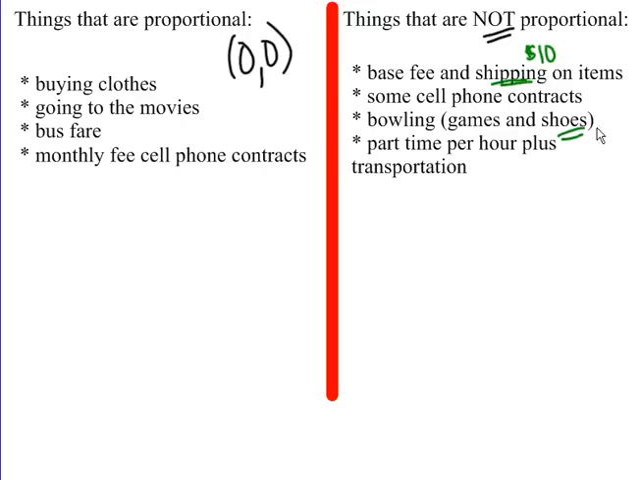You've gone bowling before. You've had to buy shoes. You've had to spend $2 on those shoes. Well, before you even bowled a game, which is the thing that's changing, you've already spent $2. So these are things that are not proportional.